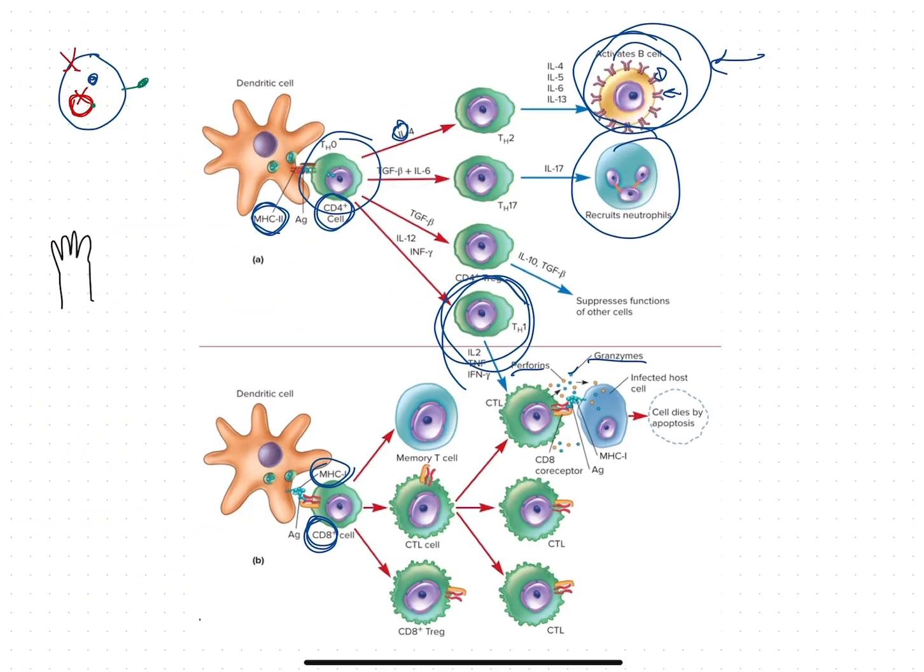Oh, another important thing. You can remember that T cells are T cells because they mature in the thymus, while B cells mature in the bone marrow. So T, thymus; B, bone marrow.